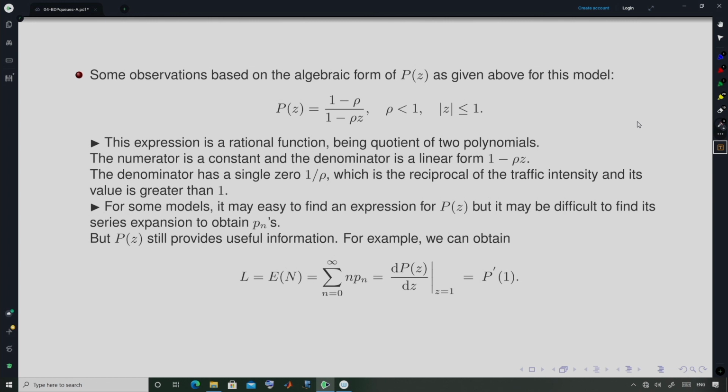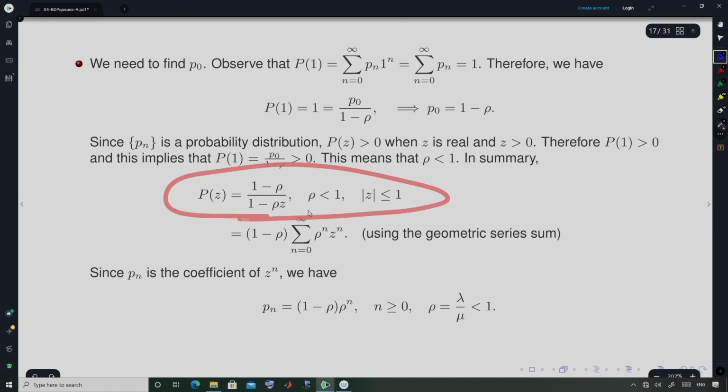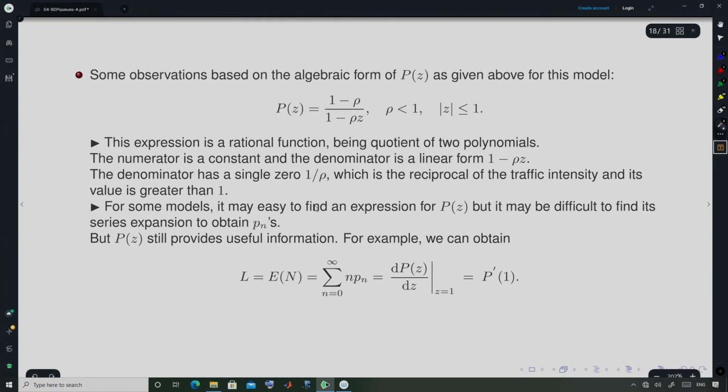Now, for some models, not here, it may be easy to find the expression for P(z). You may be able to arrive up to this part. For some models even this may be a little difficult, but for some models you may be able to arrive at an expression of this form. You may be able to arrive at the expression for P(z), but again it may not be possible to express it as a power series so that you can obtain the corresponding probabilities as the coefficient of z to the power n. That may be difficult, but at whatever stage it is, the information that P(z) has is still useful. Okay, it still provides useful information.